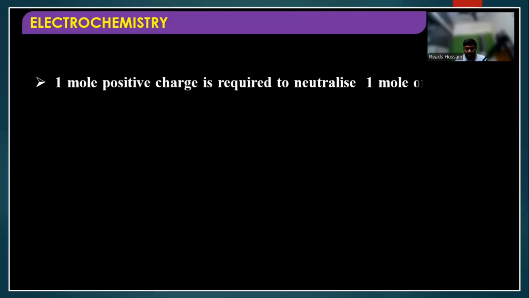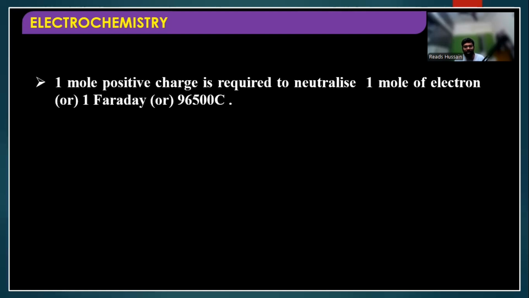Next, here is one small and important concept. All of you please note this down, and the importance of this concept will be more in the coming discussion. 1 mole of positive charge is required to neutralize 1 mole of electrons. Here 1 mole of electrons means 1 Faraday of current, or 96,500 coulombs. That is the value of the charge of 1 mole of electrons.